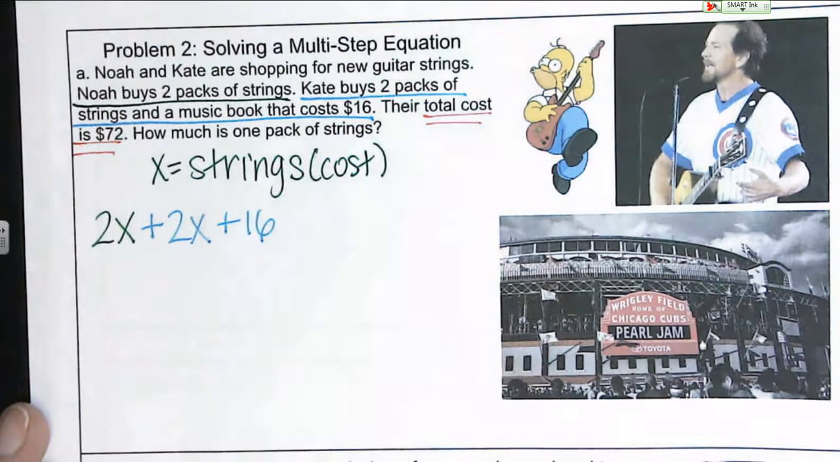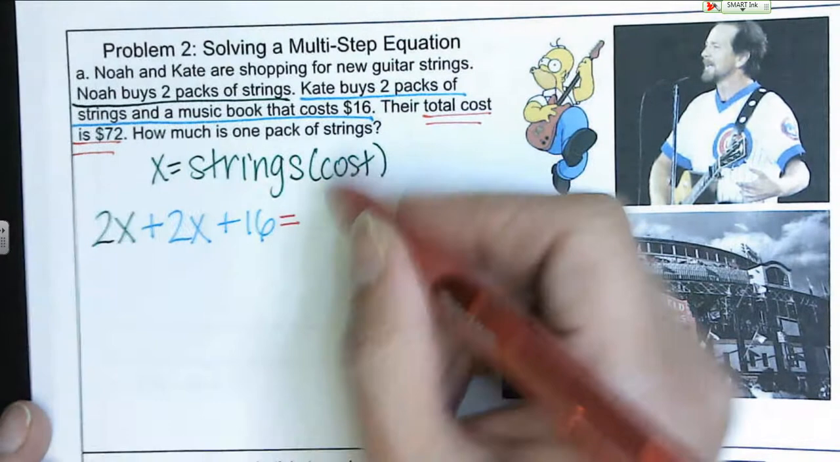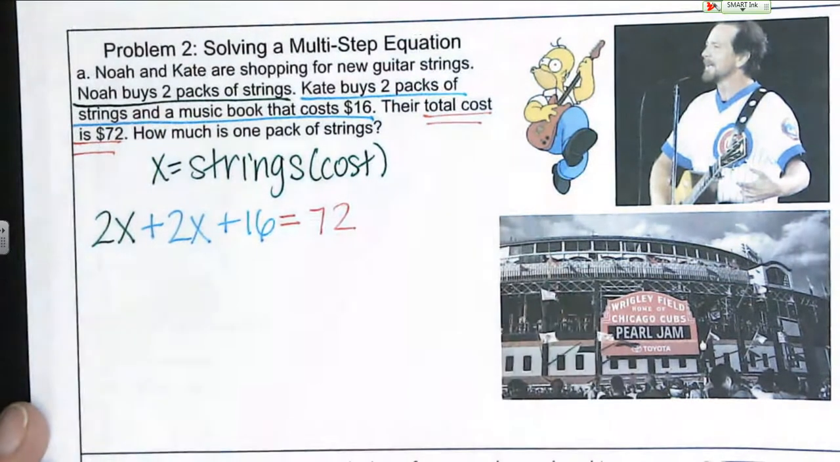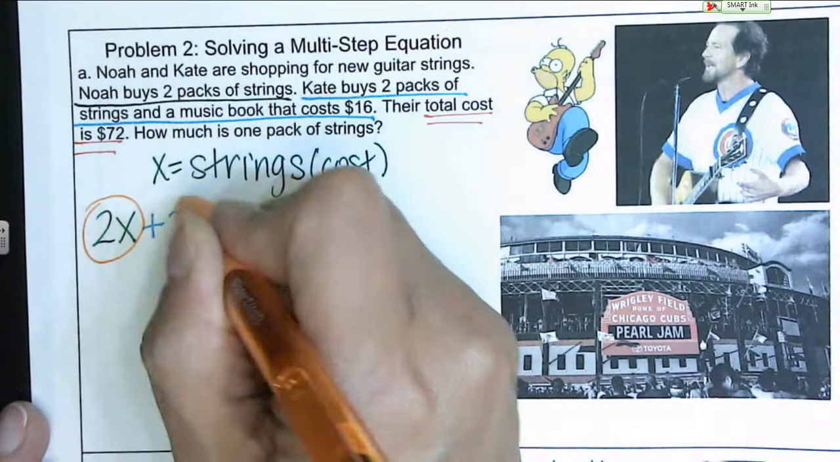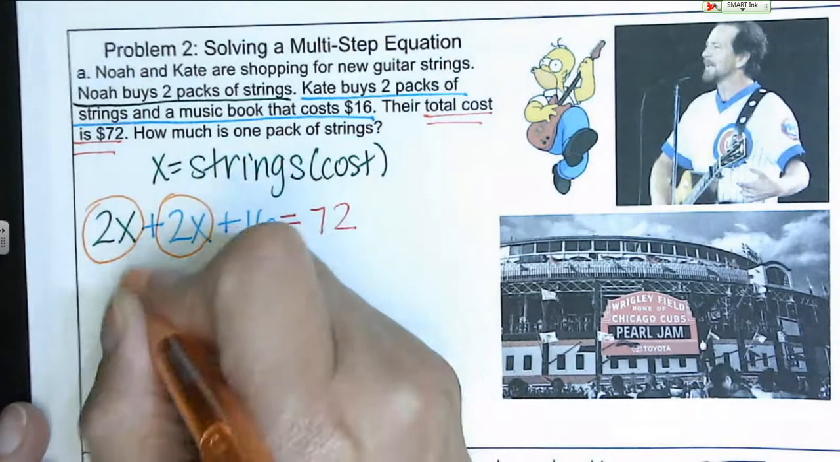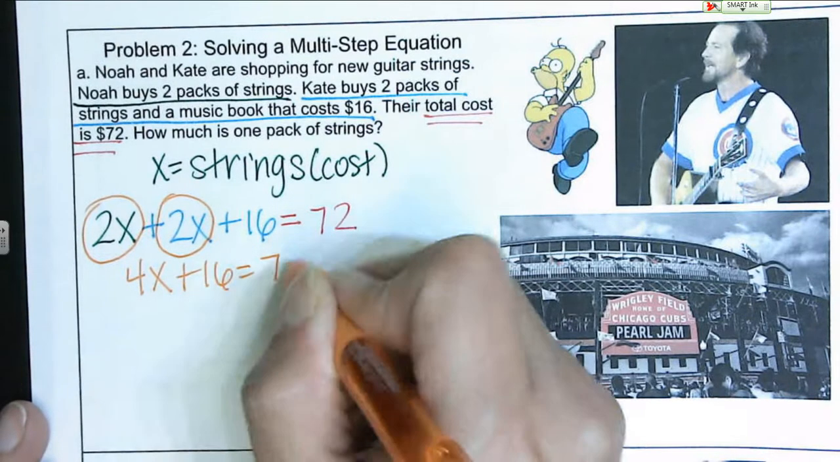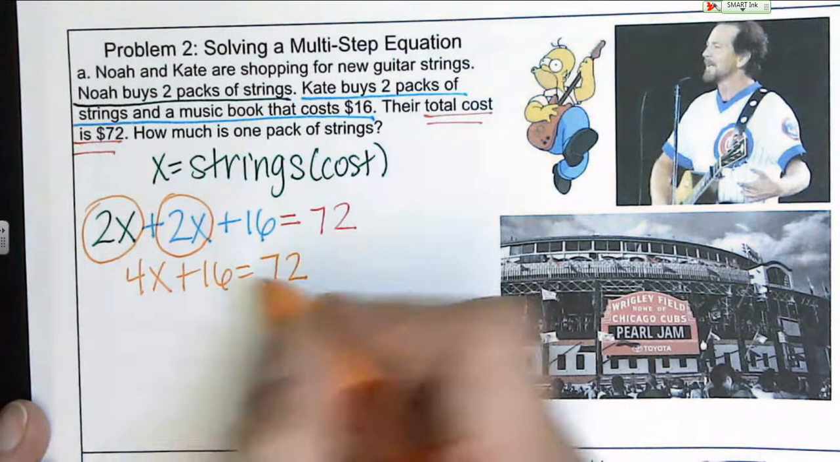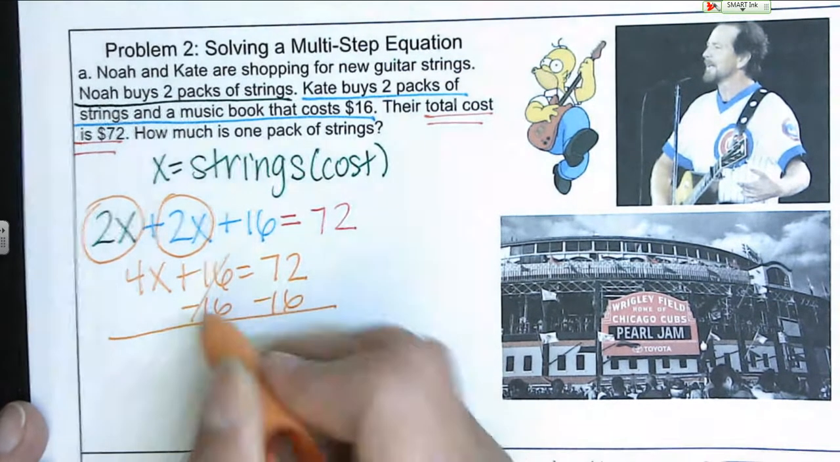All right, so we are going to combine like terms. 2x plus 2x is going to be 4x, plus 16 is equal to 72. Subtract 16 from both sides. 4x is equal to 56. And we're going to divide both sides by 4. x is equal to 14.